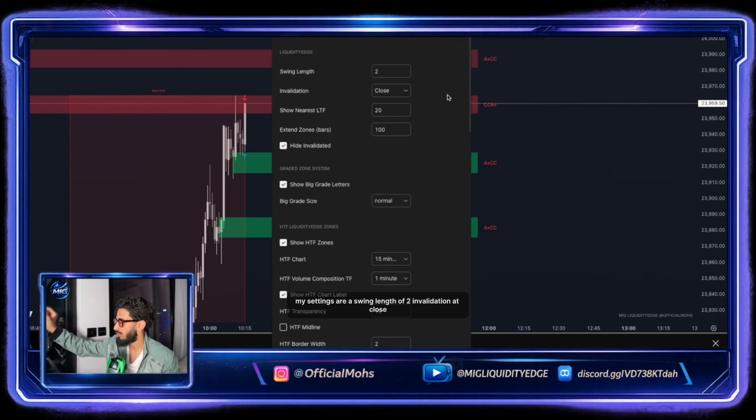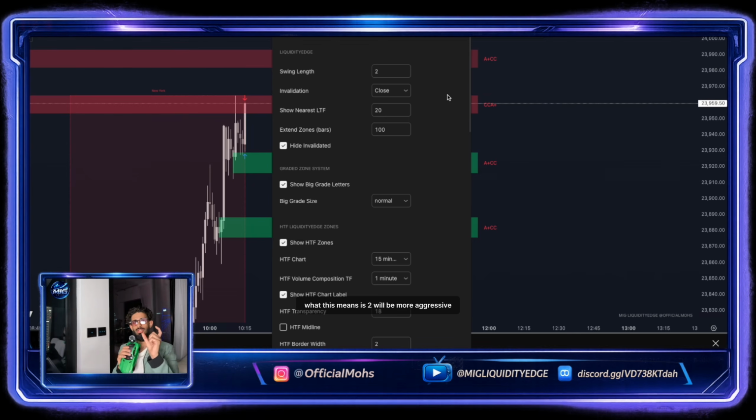My settings are a swing length of 2, invalidation at close. What this means is 2 will be more aggressive. You'll get more liquidity edge zones onto your actual charts. You will see more aggression in the market.